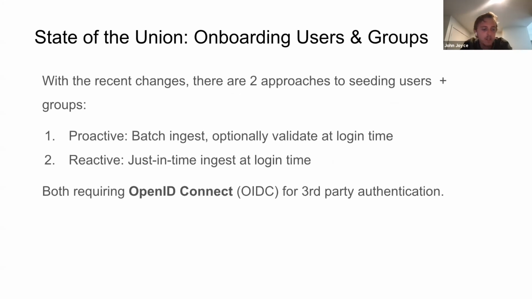I just want to quickly give an overview at a high level of user and group management in DataHub. There are two paths to seeding users and groups into DataHub. The first is what we call proactive, which is basically you're batch ingesting users and groups from some external system like Okta or AD. And we now provide the ability to validate that the user has already been ingested at login time. So you can go into Okta and maybe only ingest 20 users that you want to use as your beta users. When they log in, they will either be allowed or denied based on whether they're already in the system. That's the proactive approach.